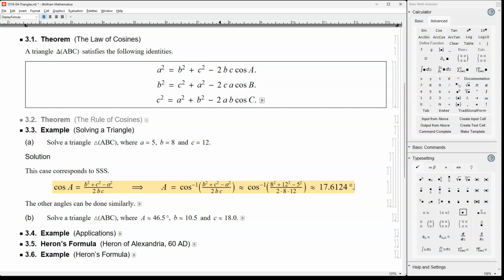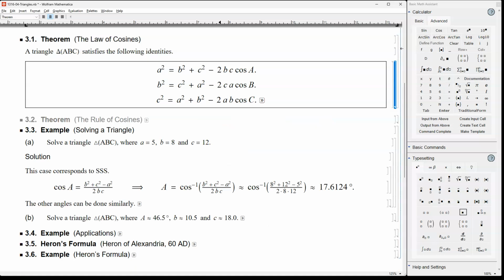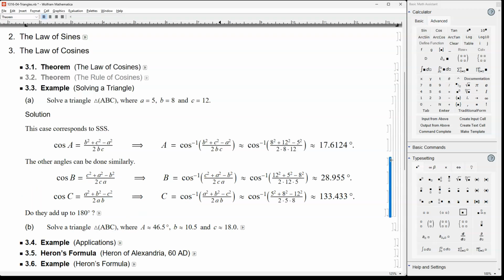Working out the other angles is the same. We have these 3 identities here, right? One for A, one for B, one for C, I mean the capitals. And then cosine of A, cosine of B, cosine of C, like those, and then take the inverse cosine of those. If you do that, you'll get this for the angle B, and this for the angle C. It's just calculator work.